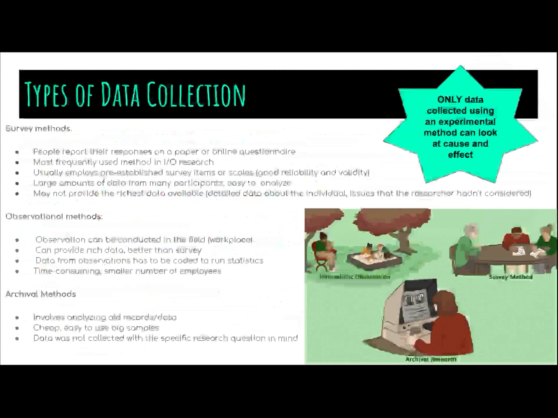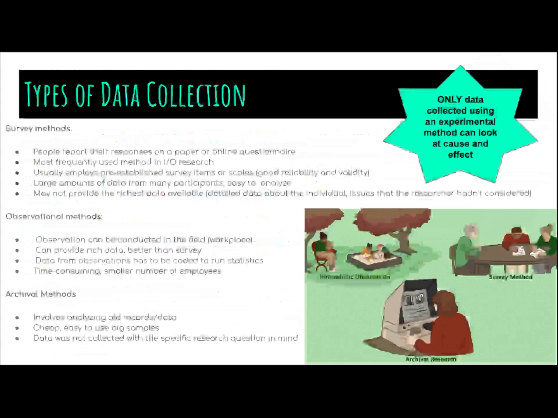This slide has a lot of information, so let's take some time to unpack it. It talks about types of data collection. So when you're doing the experiment, or when the researchers are doing the experiment, how do they get their data? There are three main ways to collect data for an experiment. One is with a survey, the second is by observation, and the third is by looking at archives.